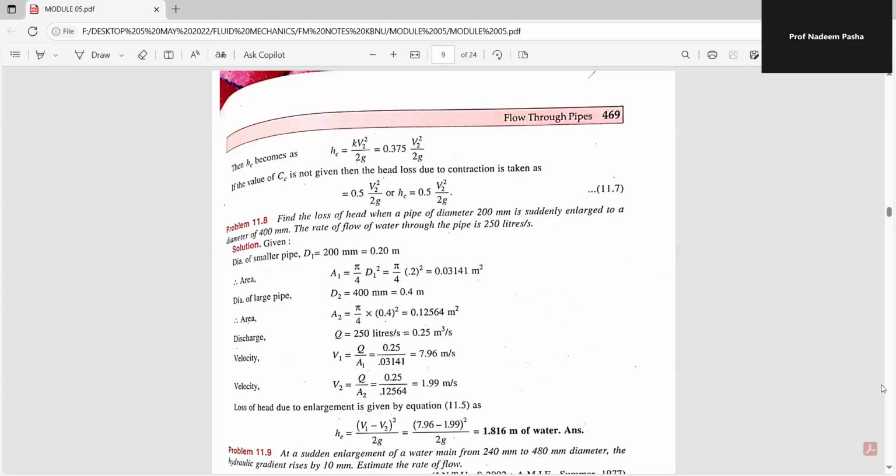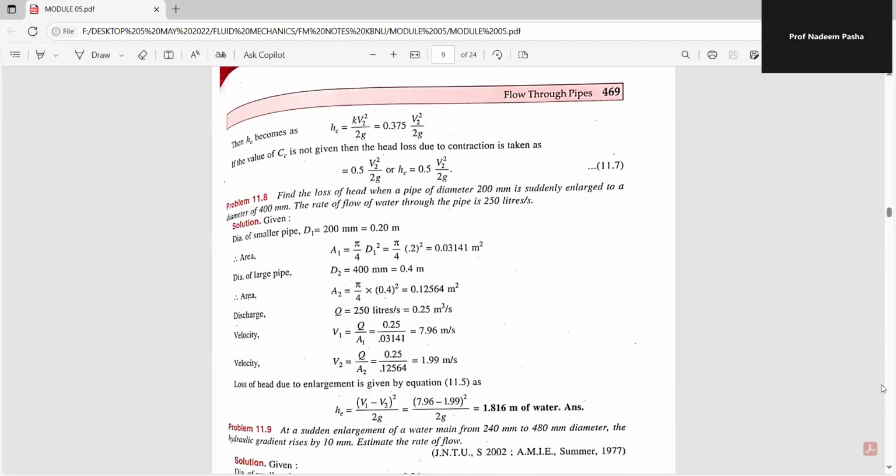So now the loss of head due to sudden expansion of pipe is given by H is equal to (V1 minus V2) whole square by 2g. V1 is 7.96, V2 is 1.99, g is 9.81. So your HE comes out to be 1.816 meter of water.